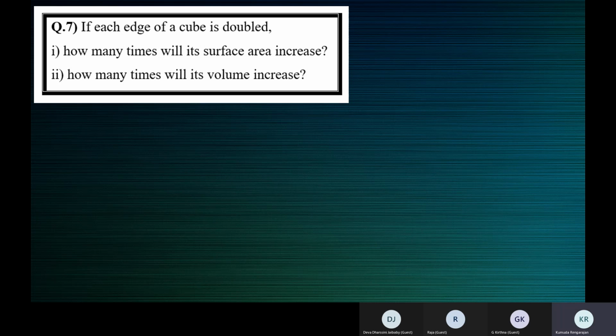Well, I'm not able to get the chapters. So volumes and surface area, what we're doing now.